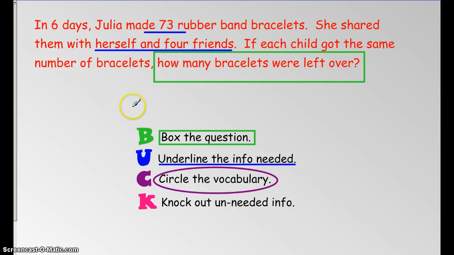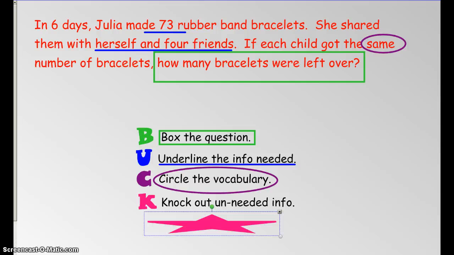Underline our information. There were 73 rubber bands, and she was sharing with herself and 4 friends. So if she's sharing with herself and 4 friends, that means there are actually 5 people. Okay, now let's circle that each child got the same number of bracelets. And boys and girls, there's no extra information, oh, I think there is. Do you see it? I need to knock out my information.